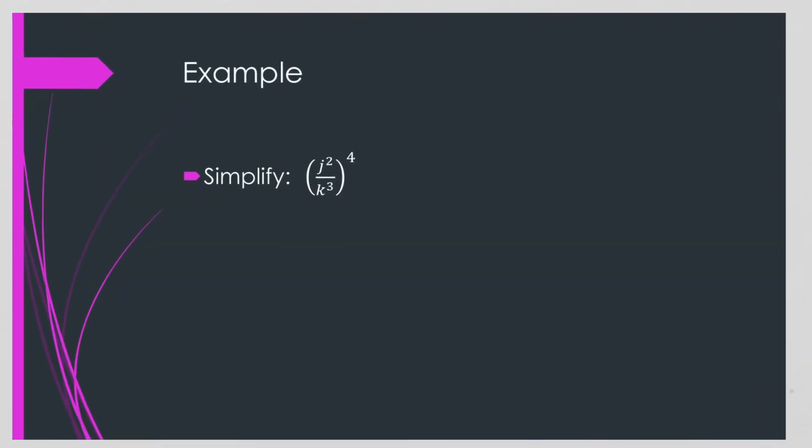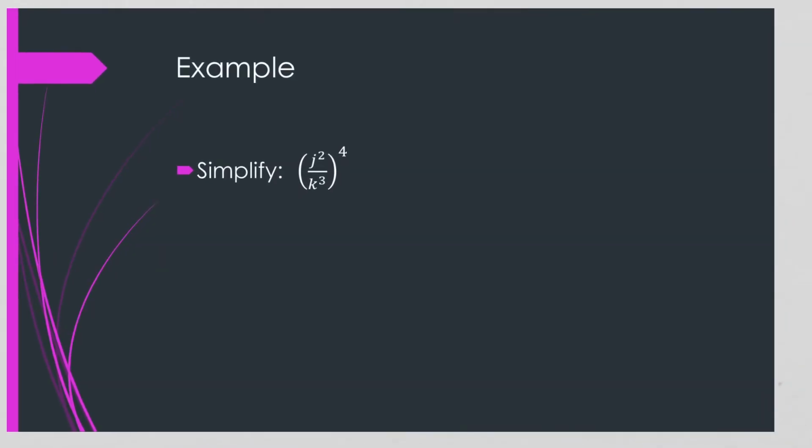All right, so what about this one? It's just like that last one. So we're going to have j to the 8th power, 2 times 4, over k to the 12th power, remember 3 times 4, power raised to a power. And I don't even know why I wrote that equal sign, because we don't have like bases here. J and K are not the same base. So this is actually as good as this answer gets. You cannot do anything else to it.